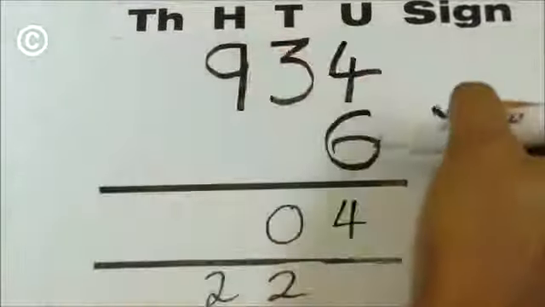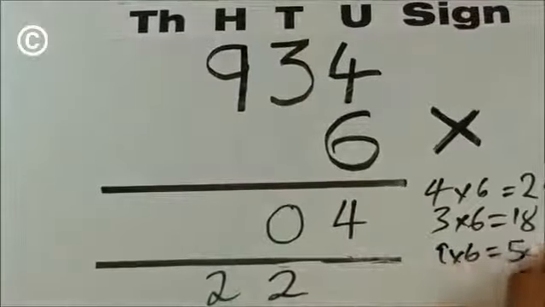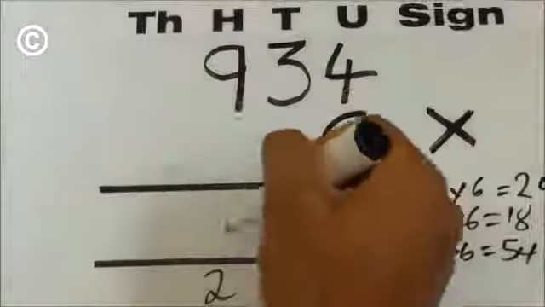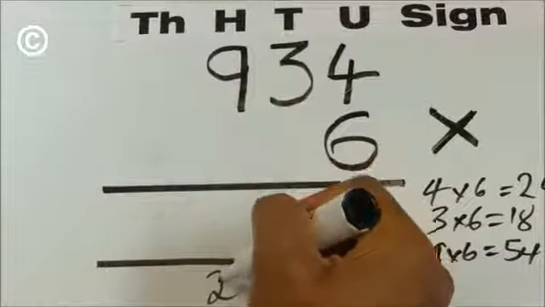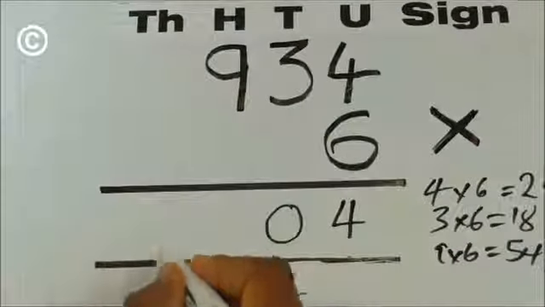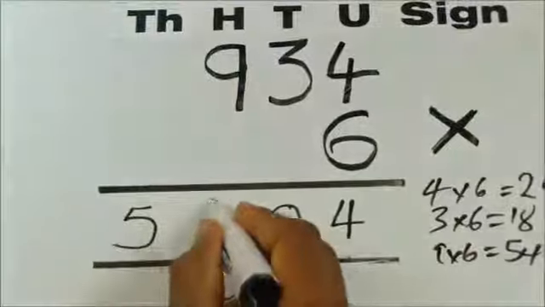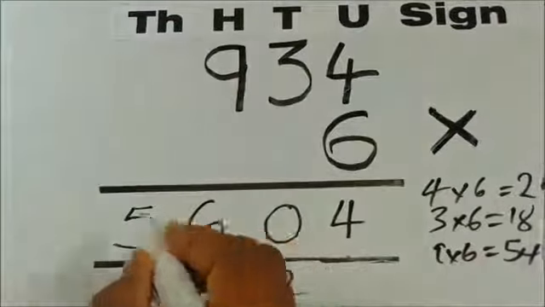9 multiplied by 6. 9 times 6 equals 54. And then you add this 2 that you carried over, so it's 54, 55, 56. You carry the 5 over to the thousands column and enter the 6 here.